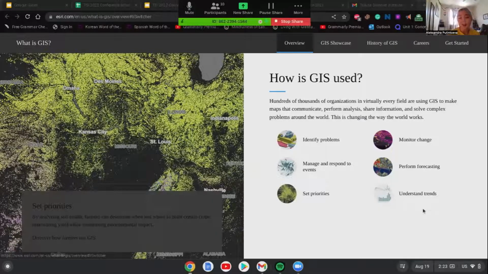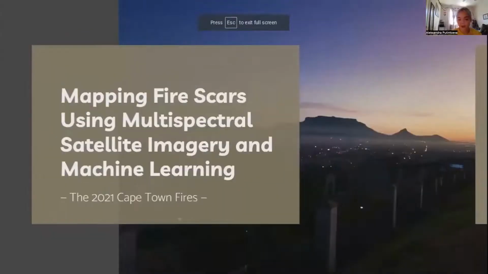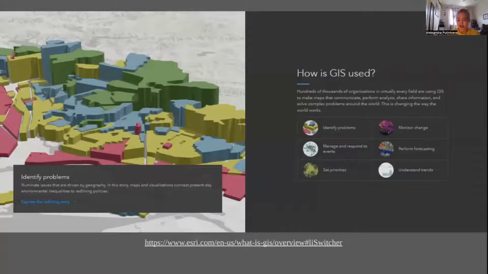And understanding trends, so you can actually predict. For example, mine was on the 2021 Cape Town fire. There's actually not a concrete explanation as to how it occurred. It's not a natural event, at least I don't think it is, because there was some evidence of it being man-made. Nobody was arrested, though. I think a few people were detained. But it did spread quite a bit, and that's what I was researching using GIS.